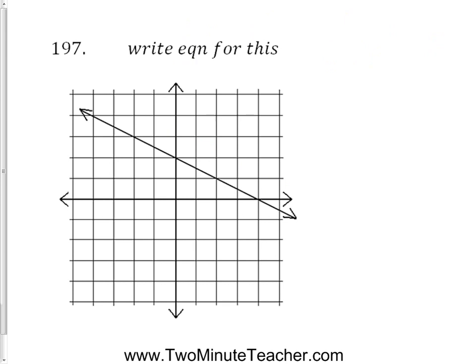197, write an equation for this. Well, I've got the line, and I'm trying to figure out what the equation would be for this line. Well, I start at the y-intercept, which is right there, and I say, oh, the y-intercept is 2. So I know it's y equals something x, and it's plus 2. Now all I got to figure out is that. And what is the slope? This is another one of those negative slopes.